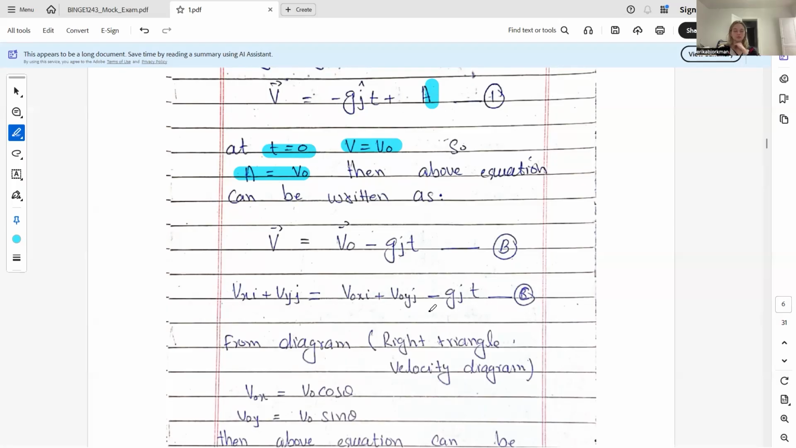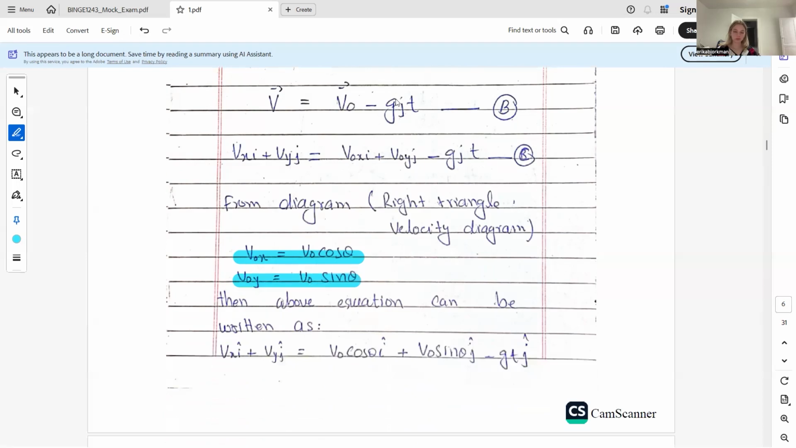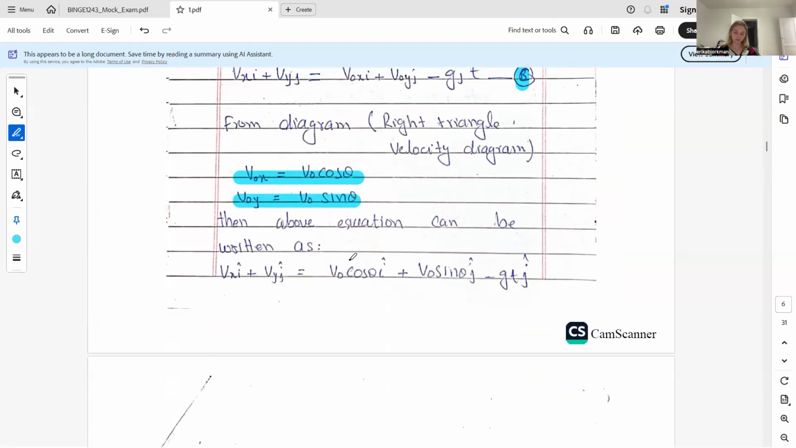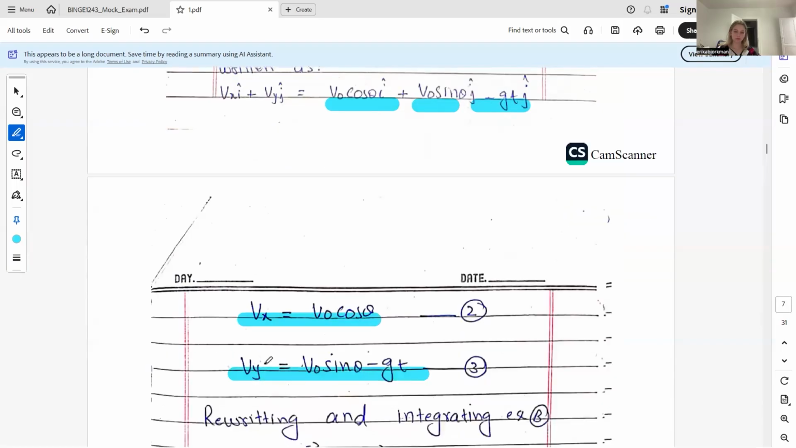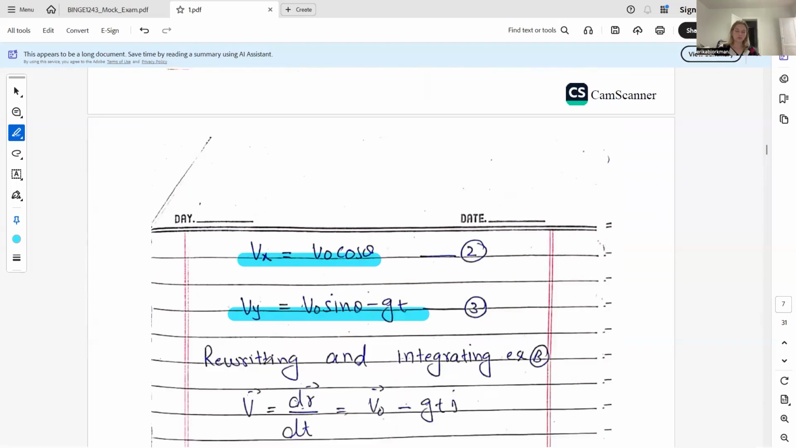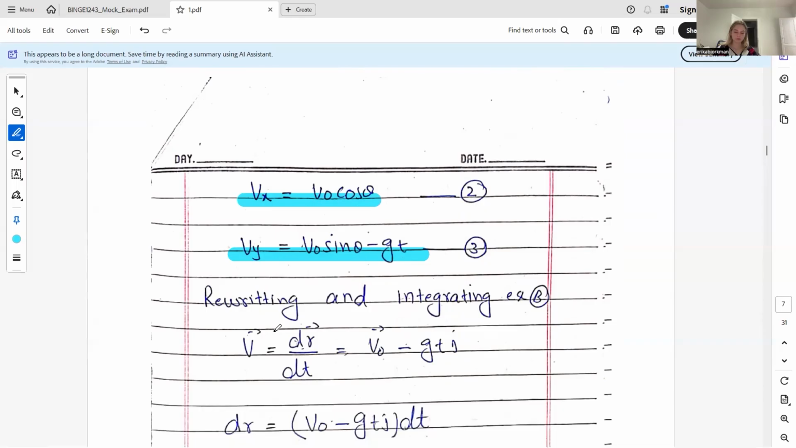From the diagram we have calculated the right triangle already. I have told you the values of v naught x and v naught y, and putting those values in this equation C, my relation has become like this. Now I am isolating the horizontal component velocity and vertical component velocity, and that has become like this. Now rewriting and integrating the equation, because our goal is to reach the position, not the velocity. So the vertical and horizontal position.